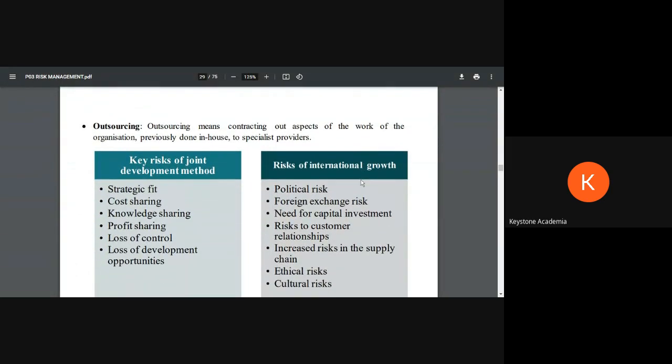Outsourcing means contracting out aspects of the work of an organization, previously done in-house, to specialist providers. Okay, we can discuss a little bit more here. This is an important topic. We are a listed company. We need to have internal audit, right? However, most of the companies you will see outsource this to Big Fours or big companies.